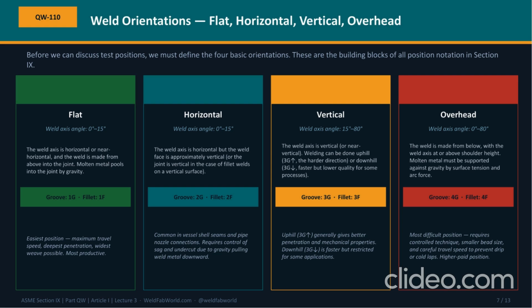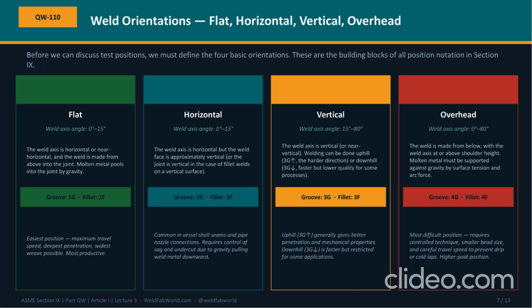Horizontal, designation H. The weld axis is still horizontal or near horizontal, same 15-degree allowance. But the weld face is approximately vertical. Think of a horizontal seam weld on the side of a vertical plate, or a nozzle-to-shell weld where the nozzle points sideways. Groove welds in the horizontal position are 2G.